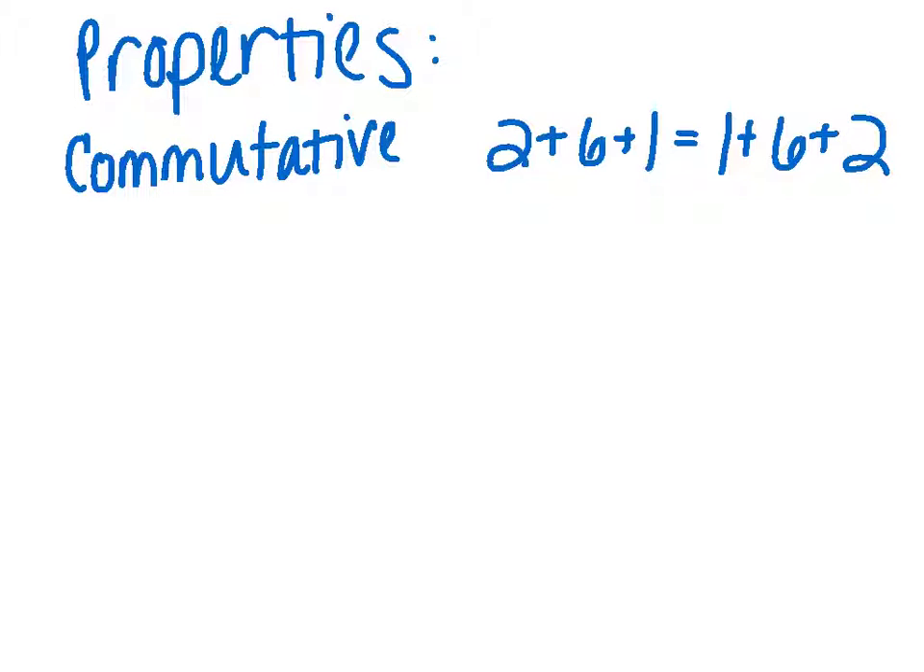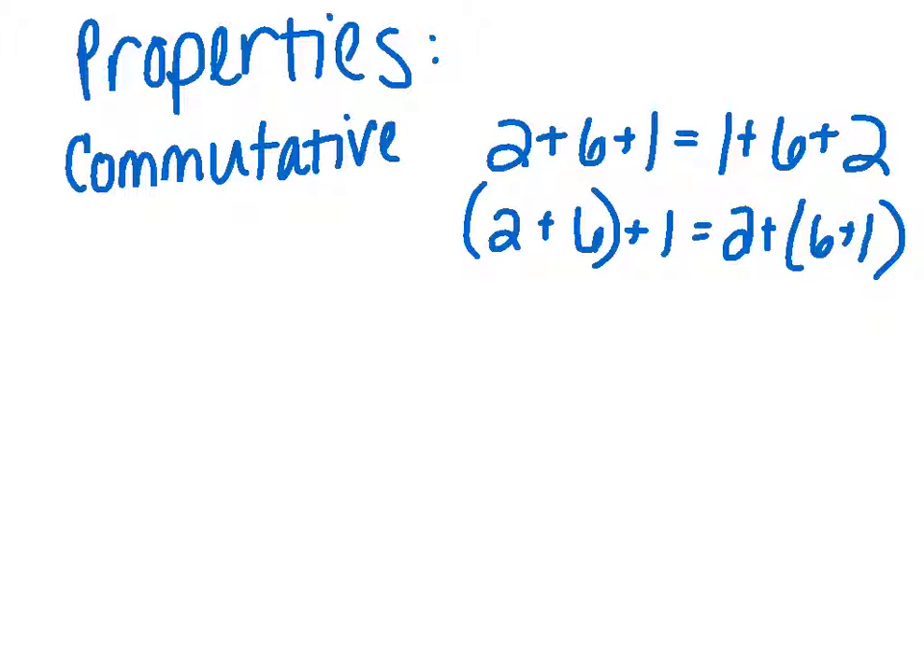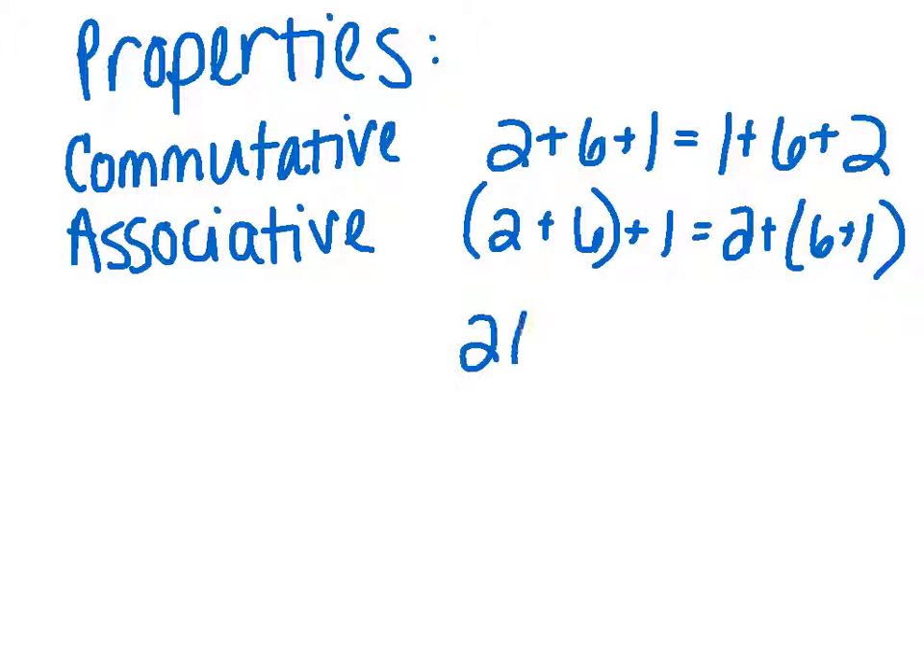What property is it where I have my numbers, and I have two sets grouped, and then I change the grouping? So notice the numbers are still in the same order, 2, 6, 1, 2, 6, 1. But I changed the grouping. Kenny? Very good. What's this property? Good, Austin, distributive.